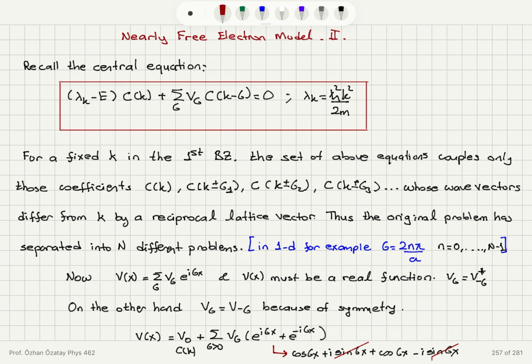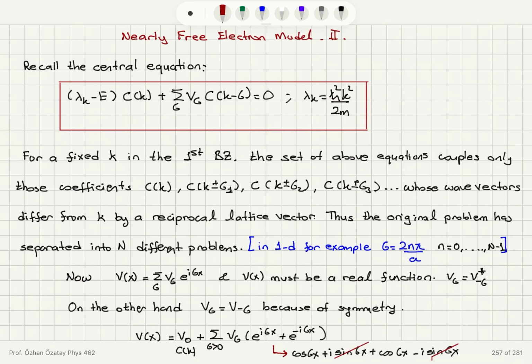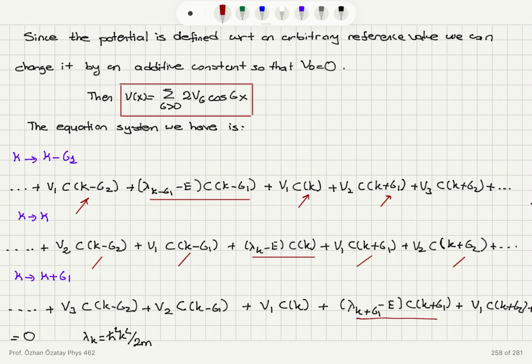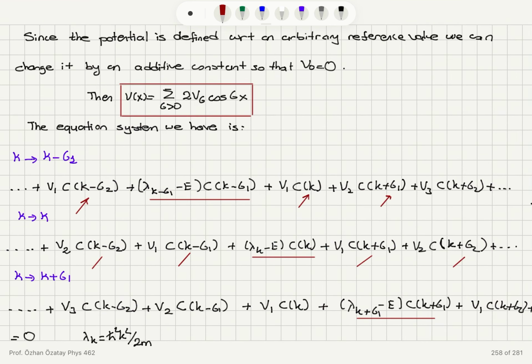C of K minus G1 minus 2G1, C of K minus G3, but if it's the opposite sign, then it will be C of K plus G1. So that would be this term, etc. So this continues like this, and for K equals K plus G1, what would happen? Lambda of K plus G1 minus E, C of K plus G1, that is this term here. And then if I substitute K equals K plus G1 for V1 here, V1 C of K plus G1 minus G1 would be giving me V1 C of K, that is this term, etc. So this continues like this.